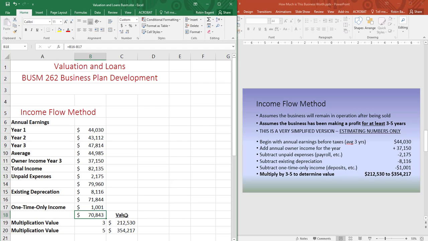When we multiply by 3 to 5, because you're expected to recoup your investment within 3 to 5 years, we find the value of the business between $212,000 and $354,000. So if they were asking $450,000 for this business, you would know that you didn't want to take it any further. So that's the income flow method. It's just quick, add, subtract, multiply, and you're good.